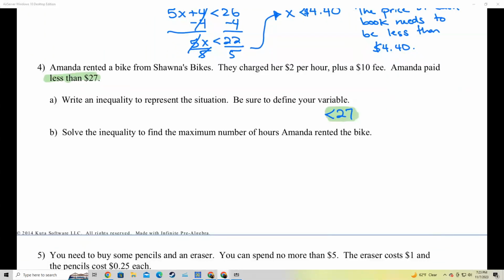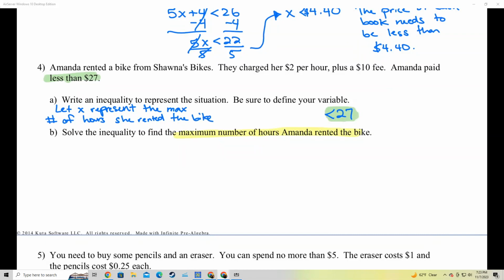And what else? I need to write my variables. So I'm going to say let X represent... What am I trying to find? I'm trying to find the max number of hours Amanda rented the bike, the max number of hours she rented the bike.